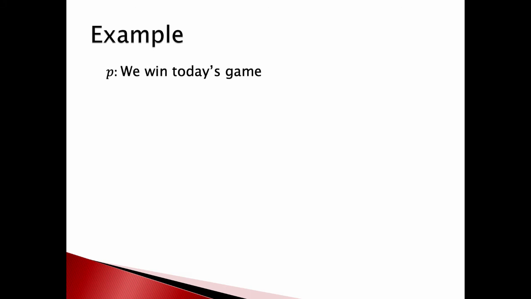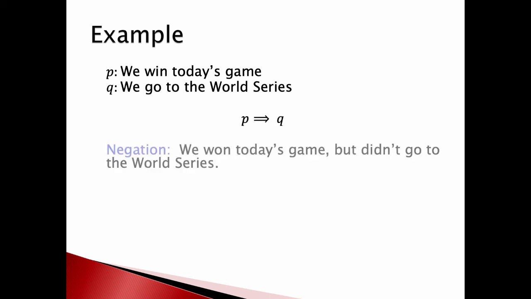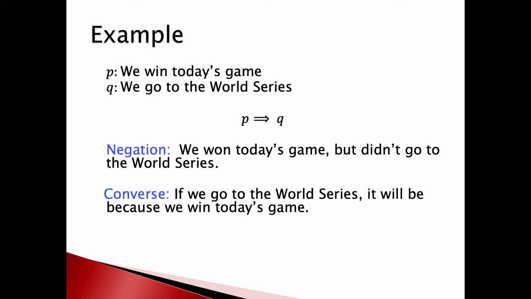Okay, this definitely needs an example. So if we go back to our P, we win today's game, and Q, we go to the World Series, then the negation of P implies Q would be that we won today's game, but we didn't go to the World Series. That kind of stinks, right? But that would mean that implication was false. The converse would be, if we go to the World Series, it'll be because we won today's game. And remember, we spent some time talking about the fact that that doesn't necessarily have to be true, even if the original was true, and vice versa.